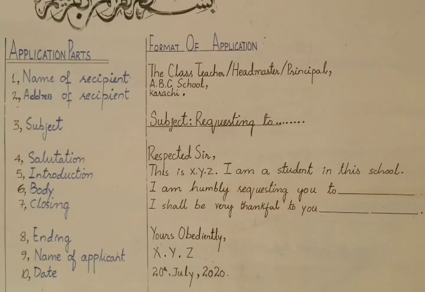After writing the closing, you will again skip a line here. Then ending, yours obediently, x dot y dot z, then you will mention the date. 20th July, comma, 2020. Now I am going to demonstrate the parts of an application and the format of application in the notebook.